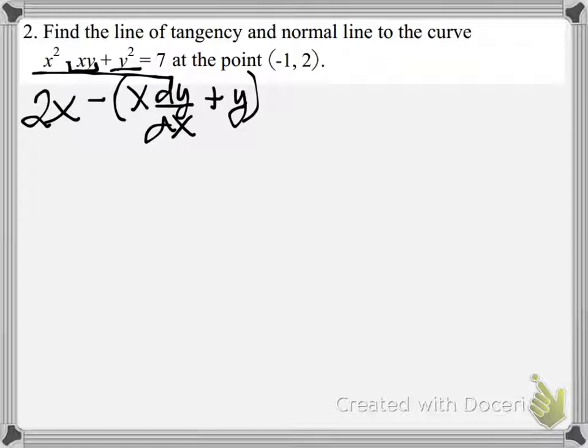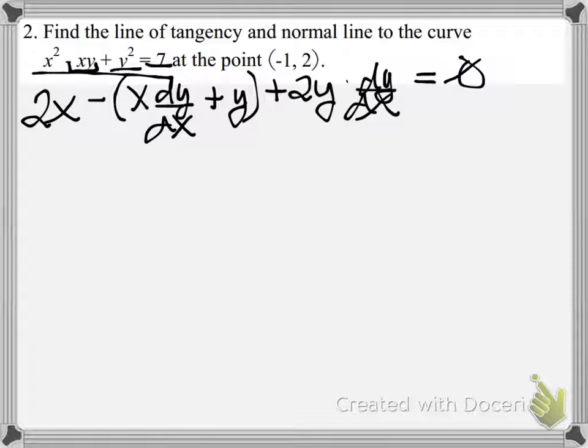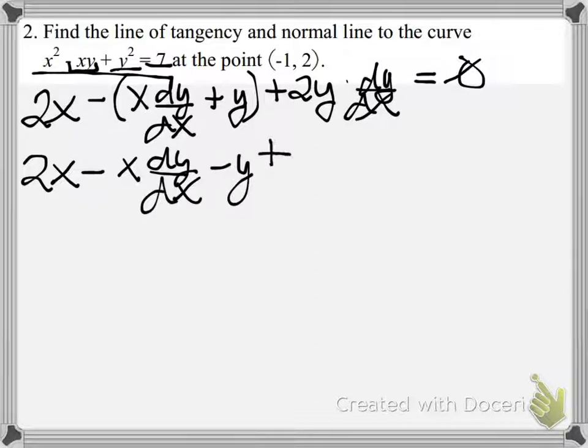The next term, y squared. Well, that is like a function within a function. It is the function y that's inside of a power function. So I'm going to have to do chain rule. So using chain rule, that will be 2 times y times dy/dx, because derivative of y, because of chain rule, is dy/dx. And it's all going to equal the derivative of 7, which is 0. So, of course, let's go ahead and clean this up. This is 2x minus x dy/dx minus y plus 2y dy/dx equals 0.